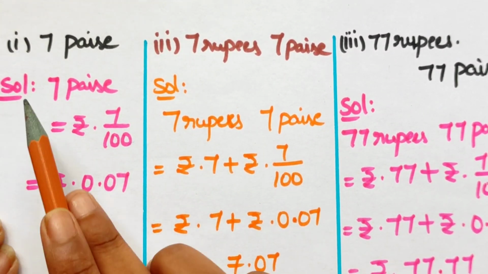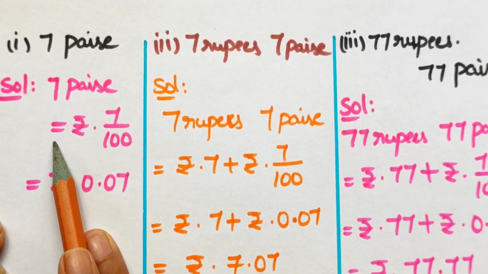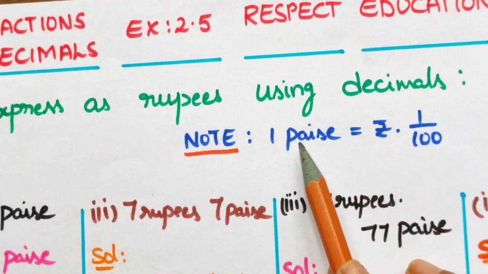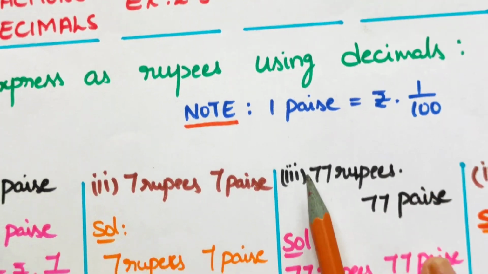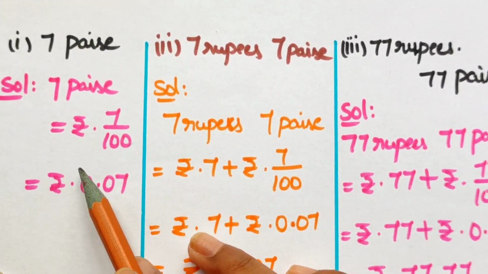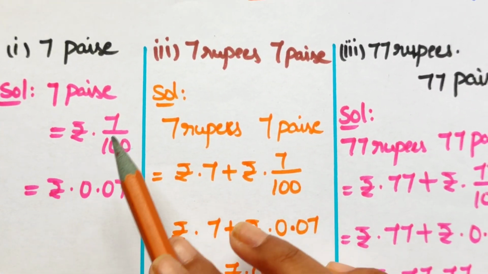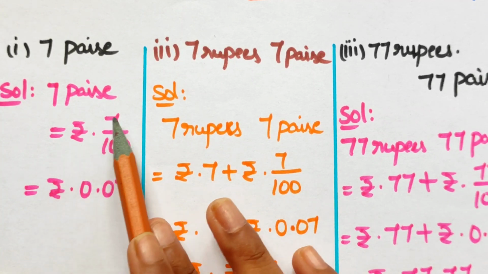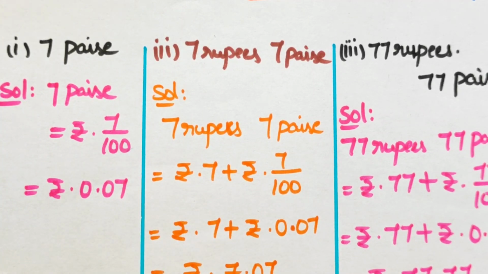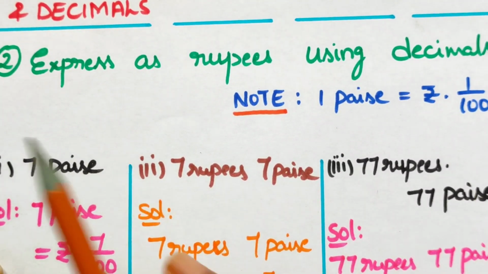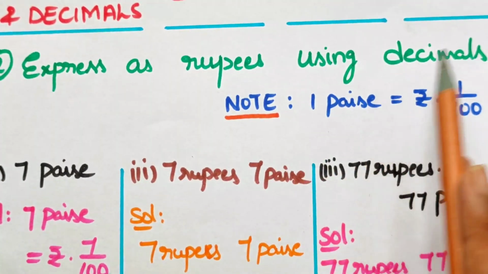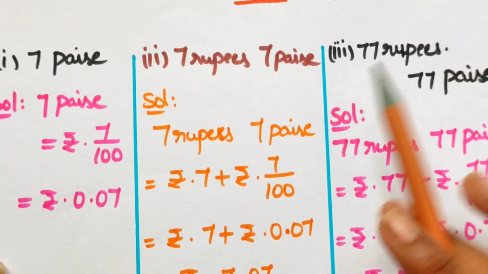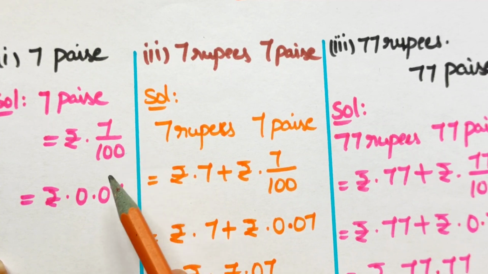Solution: 1 paisa is equal to 1 by 100 rupees. Then clearly 7 paise is equal to 7 by 100. So 7 paise is equal to rupees 7 by 100. But here it is asked, express as rupees using decimals. Now we should convert this into decimal.